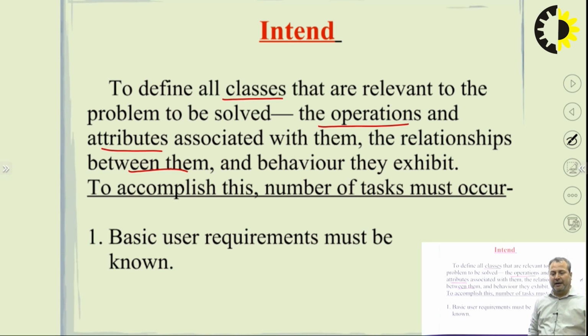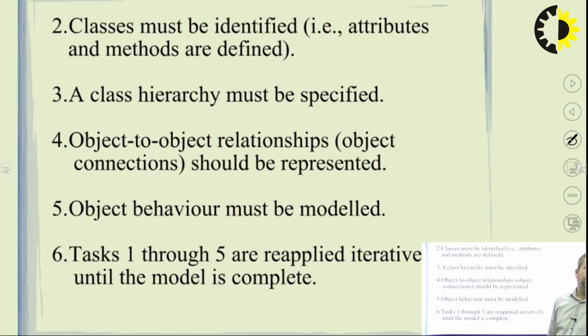So in object oriented analysis, the basic thing is to identify the objects, what the attributes of the objects are, and what the methods are to communicate with the objects. These all come under the analysis. To accomplish this, that is, to identify objects and the communication between objects, the following tasks must occur. First, basic user requirements must be known. What are the requirements of users? On that basis we can create.